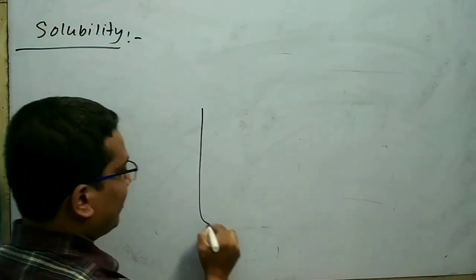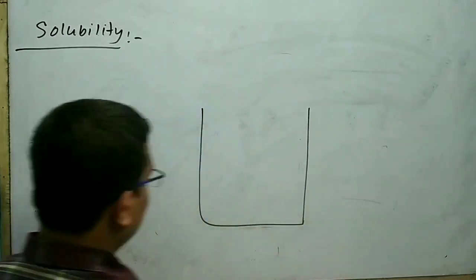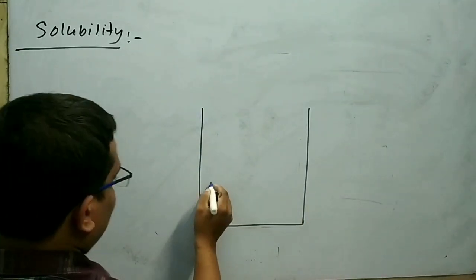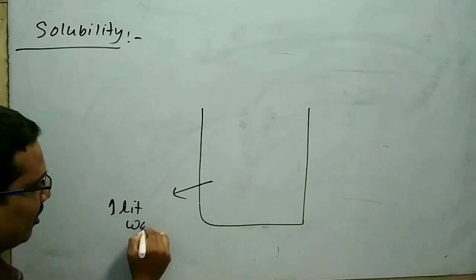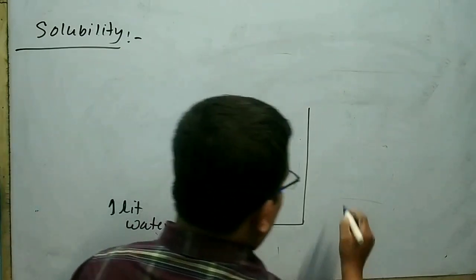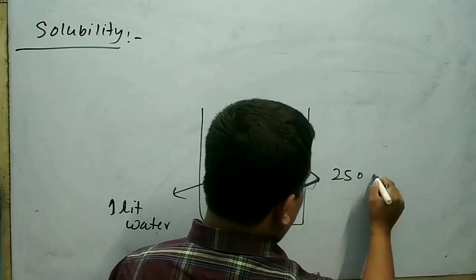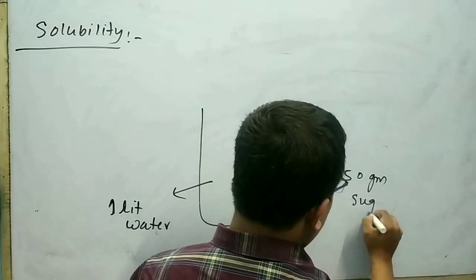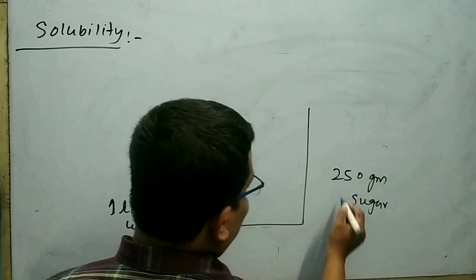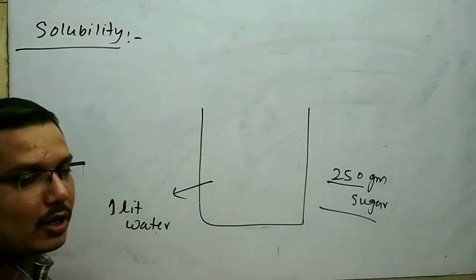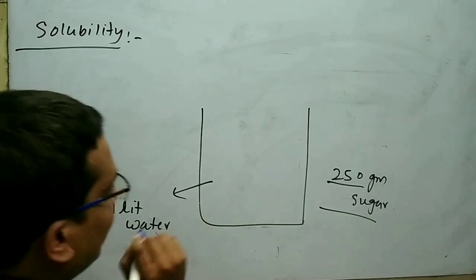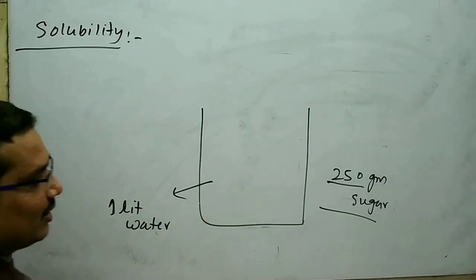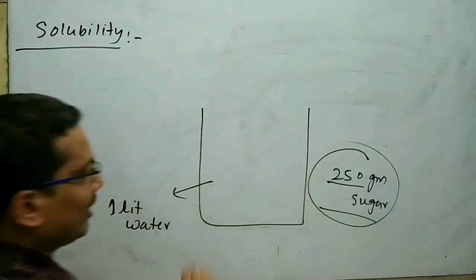Suppose I want to prepare a solution. For the solution, suppose I will take 1 liter of water. Suppose I will take 250 gram of sugar. This is the maximum amount of sugar which is dissolved in 1 liter of water at a particular temperature. Then this is said to be your solubility.